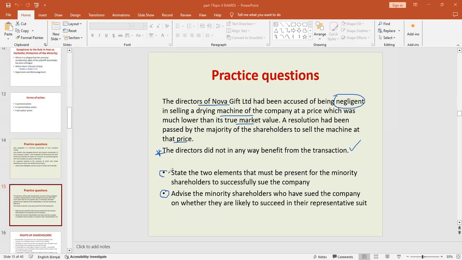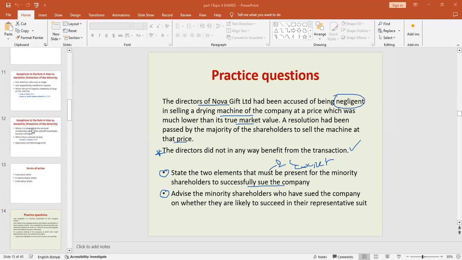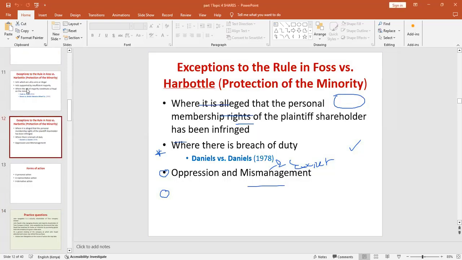Okay, now this part one here: state two elements that must be present for a minority shareholder to successfully sue the company. Well, they actually have to prove. So this one is just, you can pick any of the exceptions in Foss v Harbottle. So any of this stuff. So if you can prove any of this stuff, okay, you can start here.